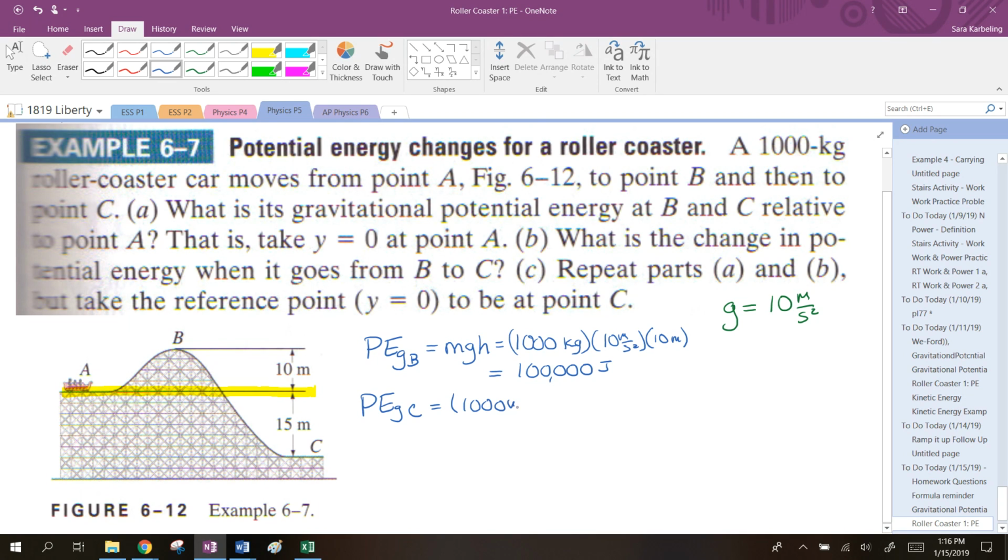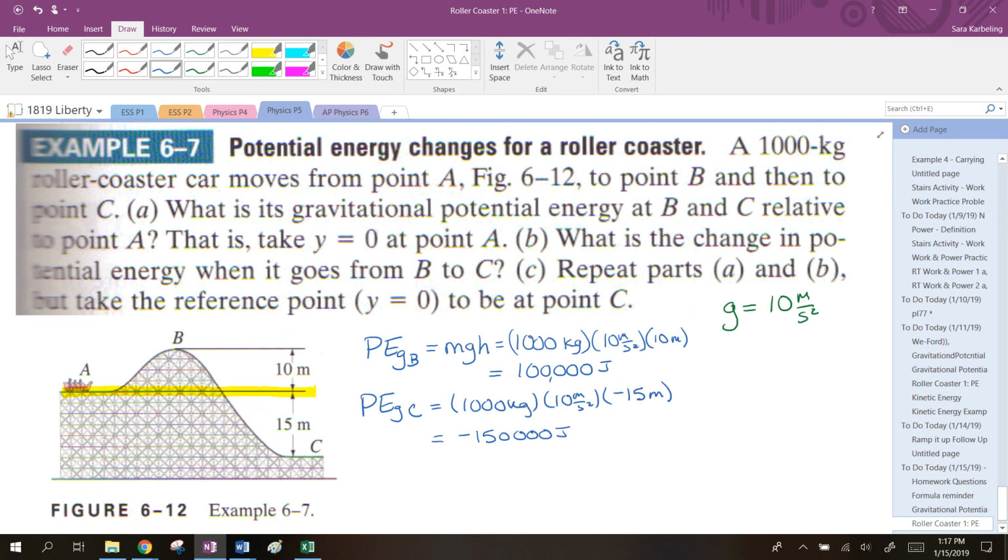Again, you've got your 1,000 kilograms, 10 meters per second squared, make your life easy. Now, what's the height at C? Negative 15 meters. Talk to your table mates. Figure it out. Write it down. Clay, how many joules do you have? Negative 150,000 joules. Life is good? Issues, questions, concerns?